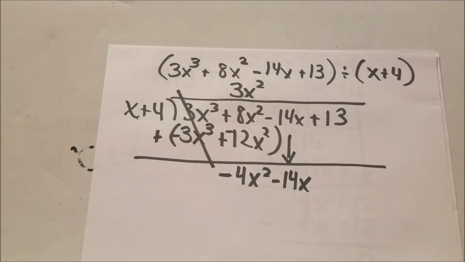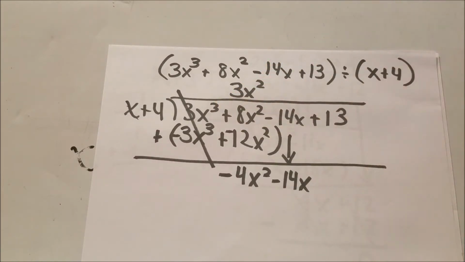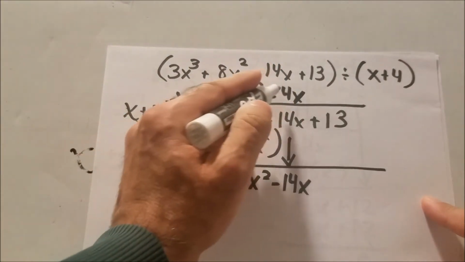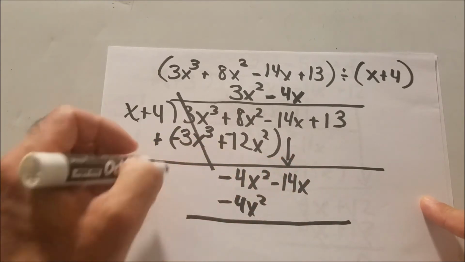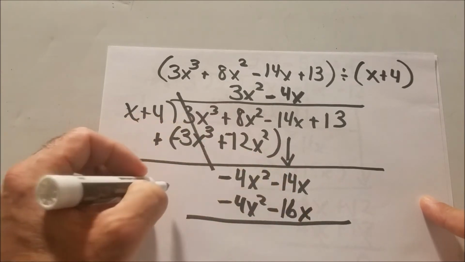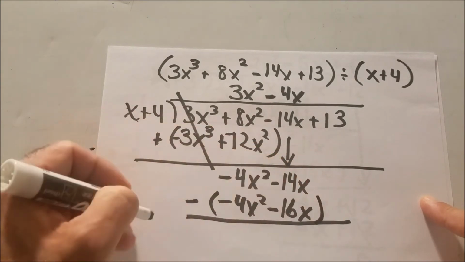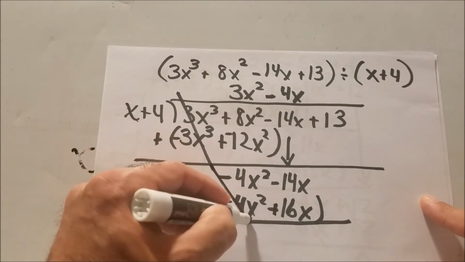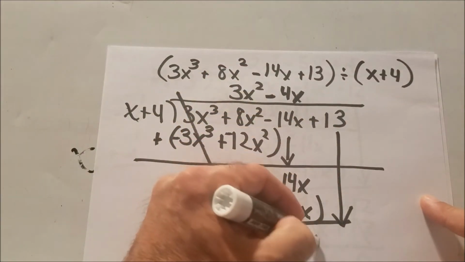All right, so how can I get negative 4x squared if I just have an x already? I need a negative 4x, so I'll put negative 4x. Negative 4x times x is negative 4x squared. And negative 4x times 4 is going to give us a negative 16x. Again, you know you're subtracting. You'll get used to that. So it's keep, change, change everything. That will cancel out, and you'll have 2x. And then bring down your 13.